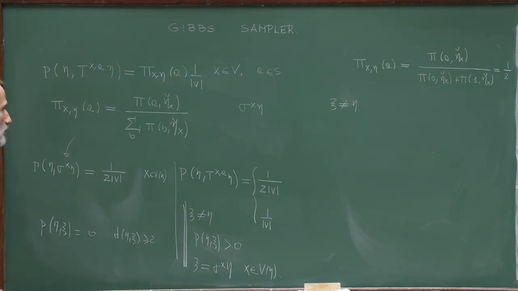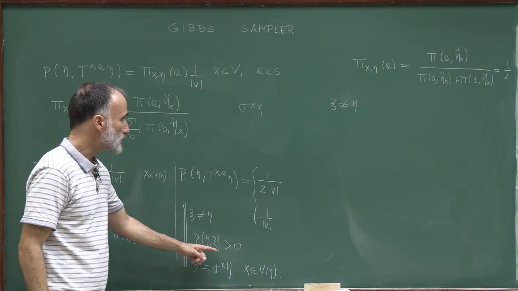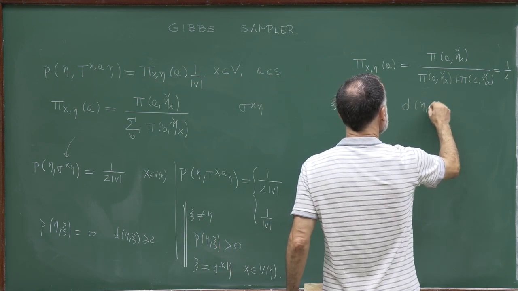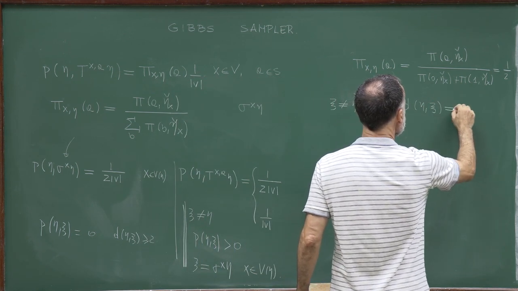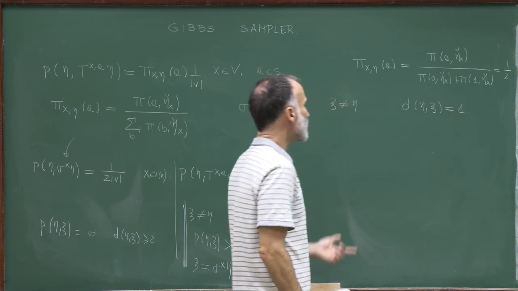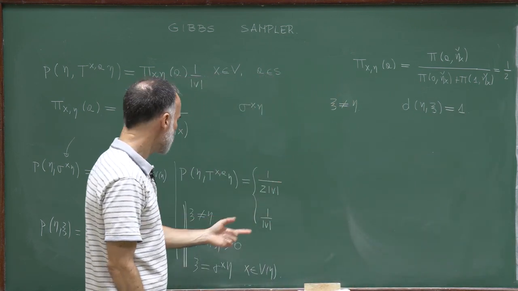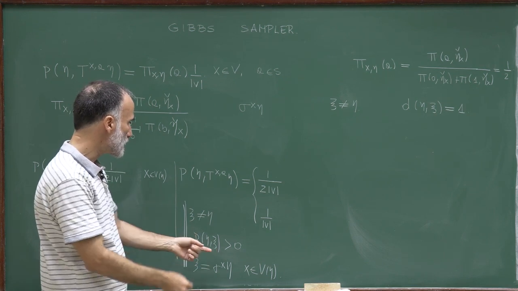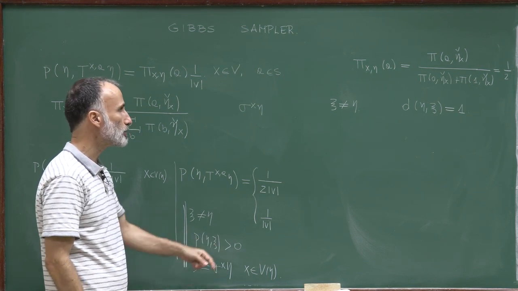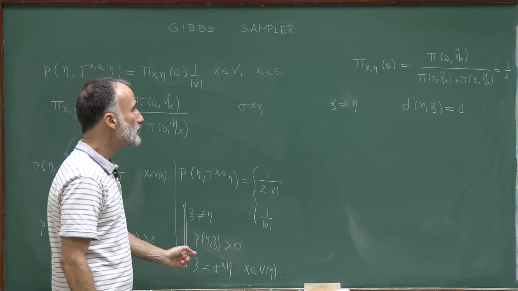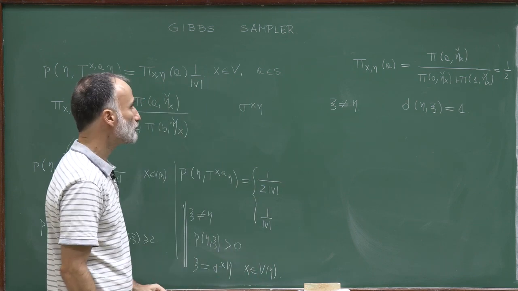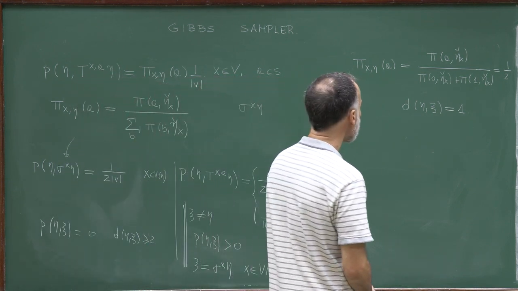If psi is different from eta, and if the probability of jumping is positive, this means that the distance of eta to psi has to be equal to 1. It cannot be larger or equal than 2 because the probability of jumping to a configuration with distance 2 is 0. And here I'm assuming that the probability is positive. And it cannot be 0 because I'm assuming that psi is different from eta. So the distance has to be 1.